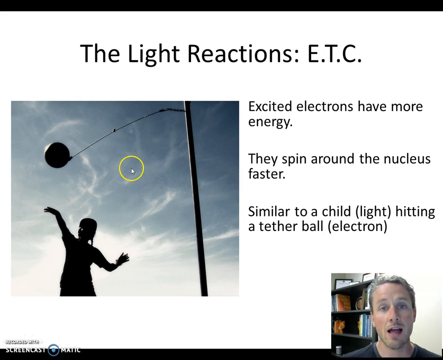Here, the tetherball is an electron. Light is going to hit this electron like this little girl hits this tetherball, and that impact is going to make it spin around the nucleus or the pole faster. So in my analogy, the girl is like the light. She hits this electron. So the light hits the electron, the girl hits this tetherball. And now the tetherball, the electron, spins around the pole faster. The electron spins around the nucleus faster. We've created an excited electron. A faster moving electron has more kinetic energy, so we can use that energy to do something else.